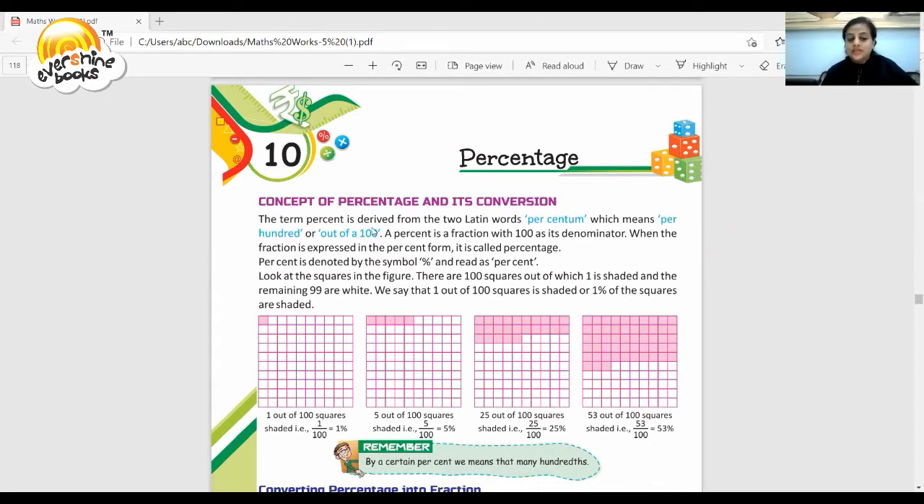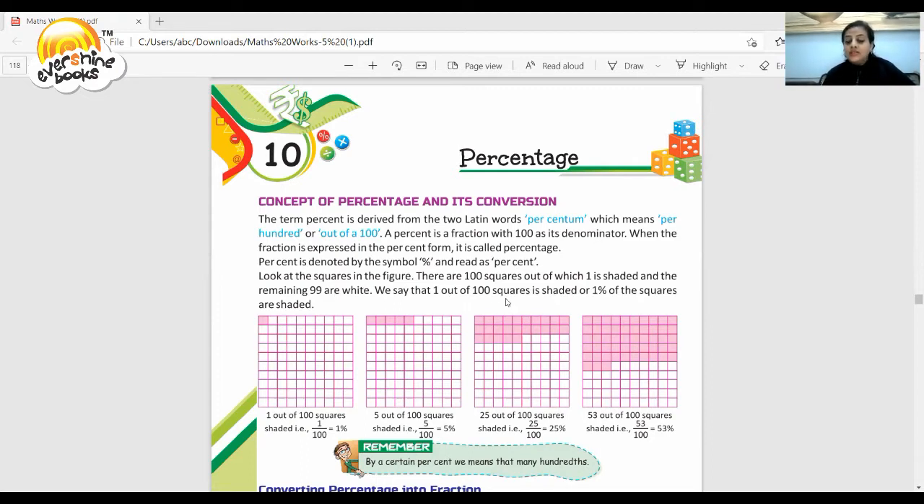The term percent is derived from the two Latin words per centum, which means per hundred or out of hundred. A percent is a fraction with hundred as its denominator, like x by hundred. When a fraction is expressed in the percent form, it is called percentage. The percentage symbol is denoted by two dots and one slash, read as percent.